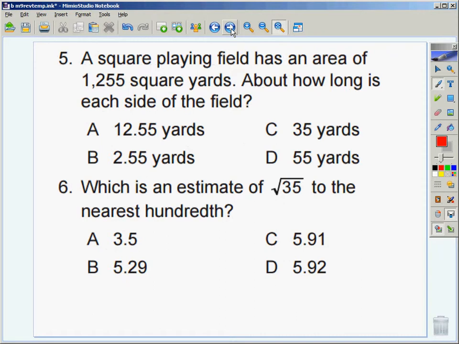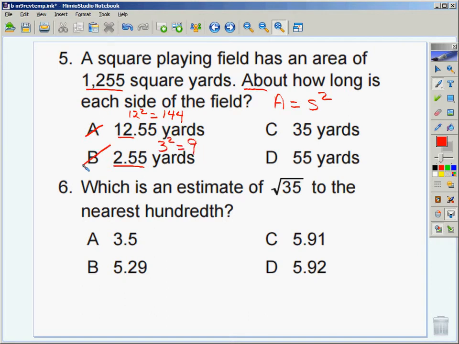Number 5, a square playing field has an area. Remember, for the area of a square, you take the side and you square it. And notice it says about how long is each side. Well, this is about 12. 12 squared would be 144. Certainly nowhere near the 1,255. This is pretty close to 3, but 3 squared is only 9.